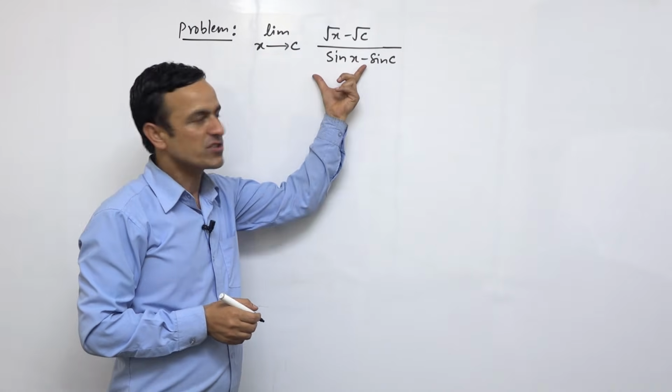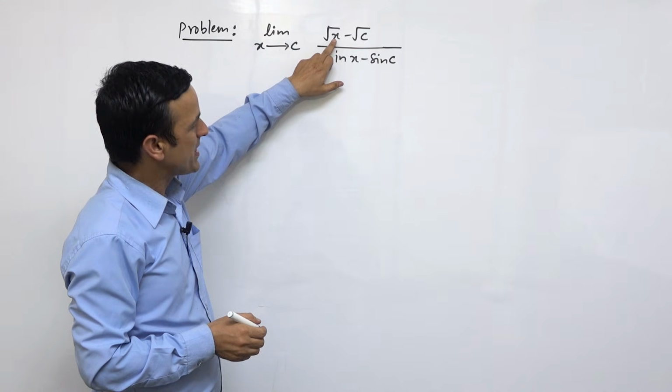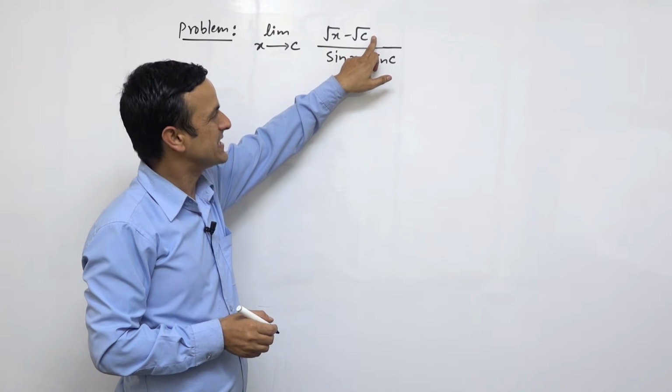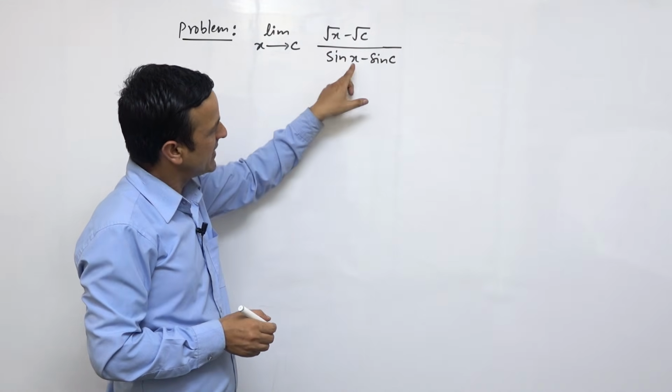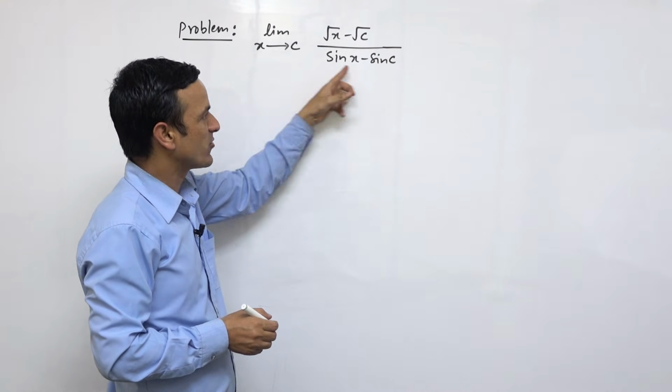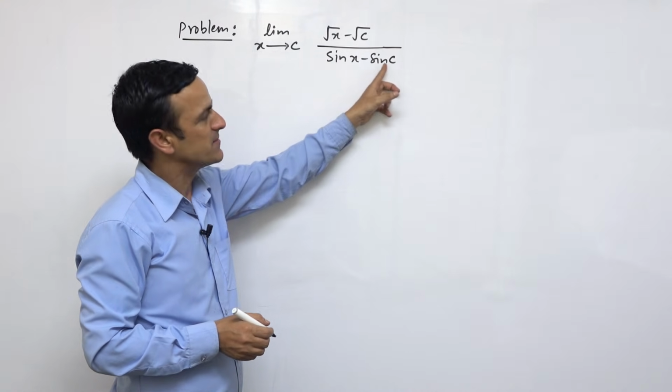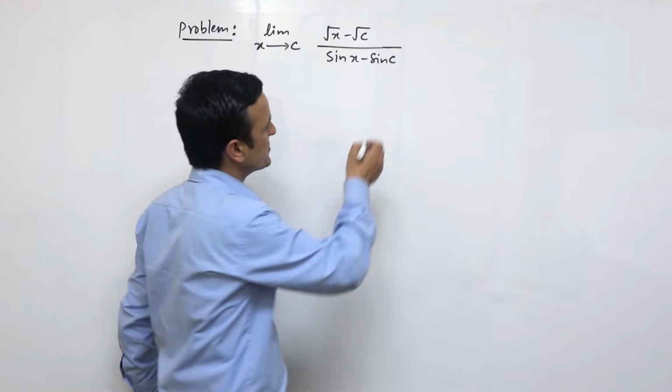Now we have this question. Putting c in place of x, root c minus root c will also be 0. And putting c in place of x as the limiting value, again we get sin c minus sin c, which also becomes 0.